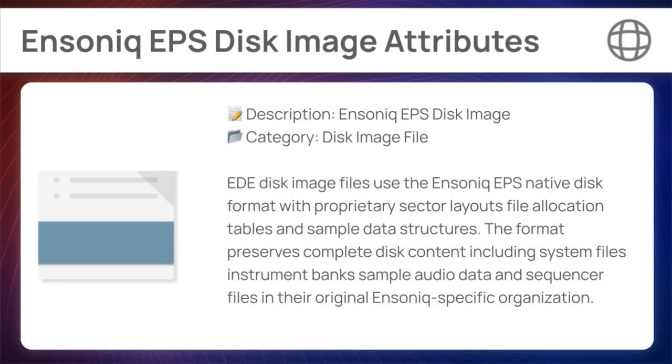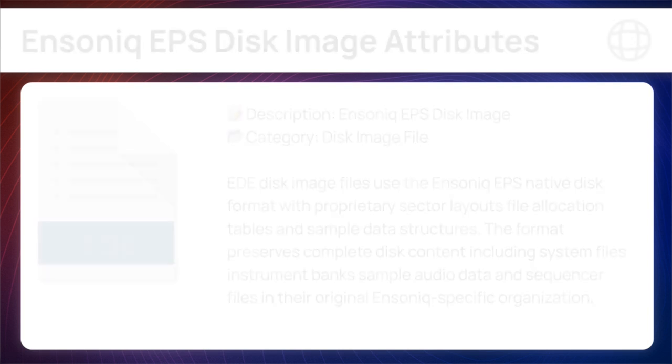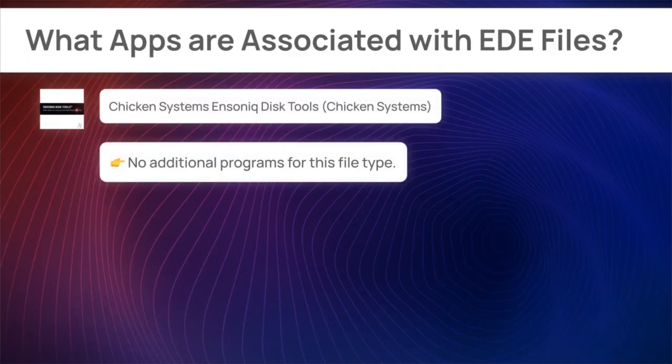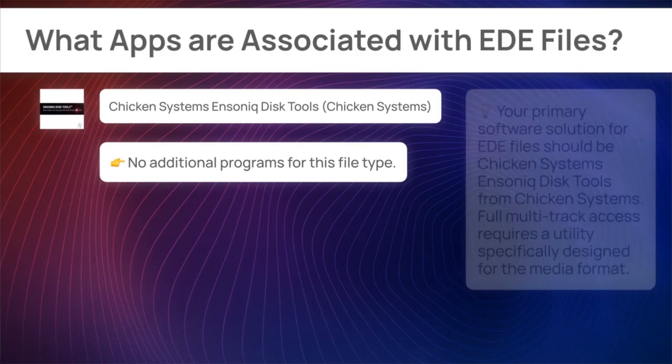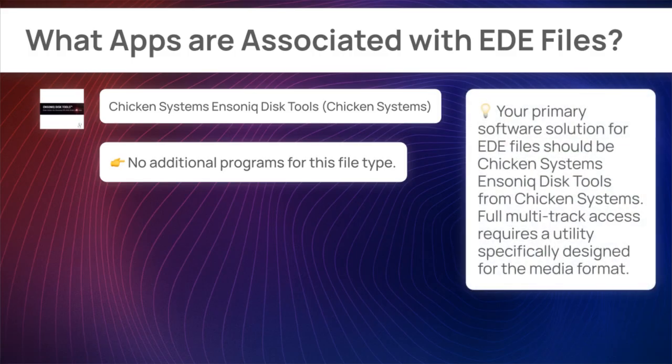EDE disk image files use the Ensoniq EPS native disk format with proprietary sector layouts, file allocation tables, and sample data structures. The format preserves complete disk content including system files, instrument banks, sample audio data, and sequencer files in their original Ensoniq-specific organization. The primary software for EDE is recognized as Chicken Systems Ensoniq Disk Tools, developed by Chicken Systems. Full multi-track access requires a utility specifically designed for the media format.